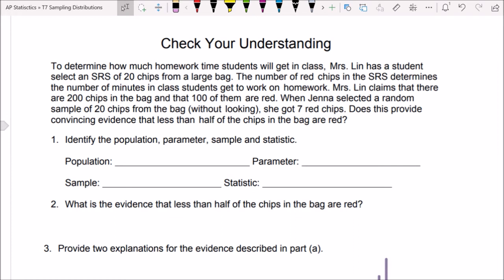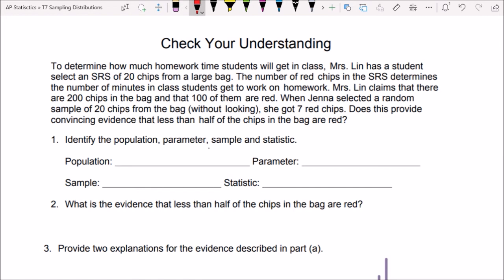Here we go. To determine how much homework time students are going to get in class, Mrs. Lin has a student select a simple random sample of 20 chips from a large bag. The number of red chips in the sample determines the number of minutes in class students get to work on homework. Mrs. Lin claims that there are 200 chips in the bag and that 100 of them, so half of them, are red. When Jenna selected a random sample of 20 chips without looking, she got 7 red chips. Does this provide convincing evidence that less than half the chips in the bag are red? That's what we're going to be answering by the end of this question.